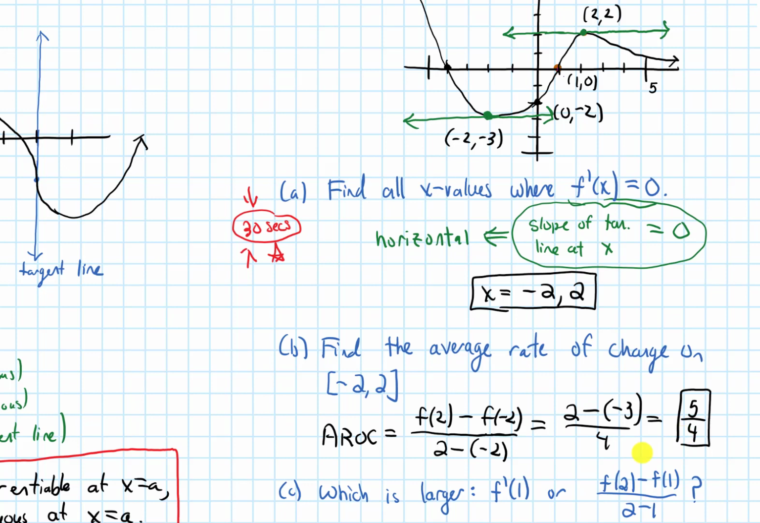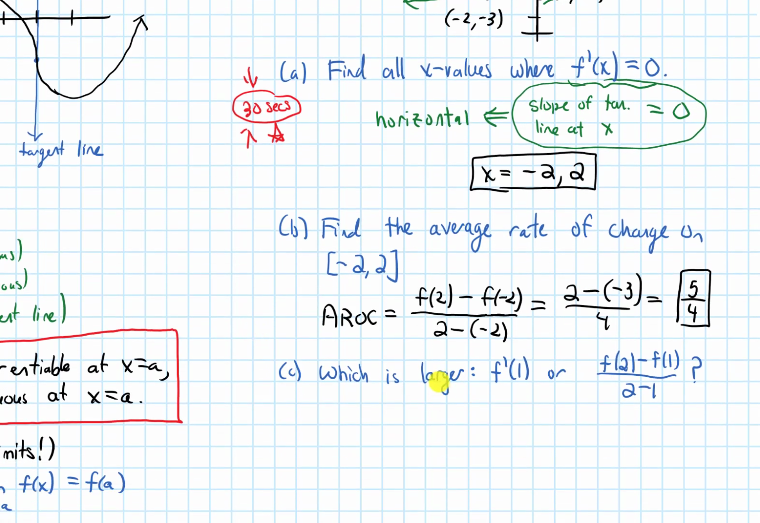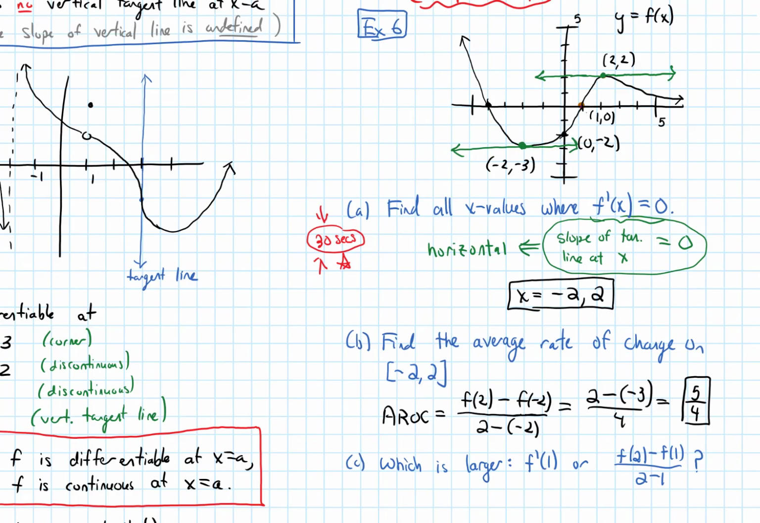Okay, so we're on to part C, which asks, which is larger: f prime of 1, or f of 2 minus f of 1 over 2 minus 1? I want you to pause the video one more time to try this. Pause it for 2 minutes to try this question. 4, 3, 2, 1, pause it and try this one for 2 minutes.